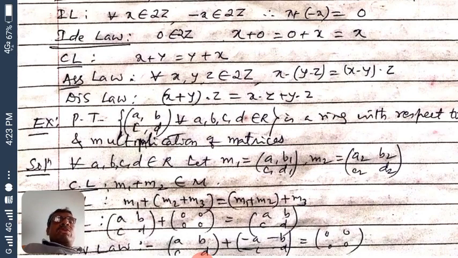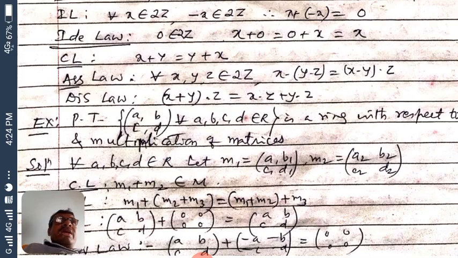M1 plus M2, the addition of two matrices, is a matrix of M. Thus it belongs to M. Then the associative law. In case of the associative law, consider one more matrix, say M3. The M3 matrix is A3 B3 C3 D3. Therefore, M1 plus (M2 plus M3) equals (M1 plus M2) plus M3. Therefore, the associative law is also true.